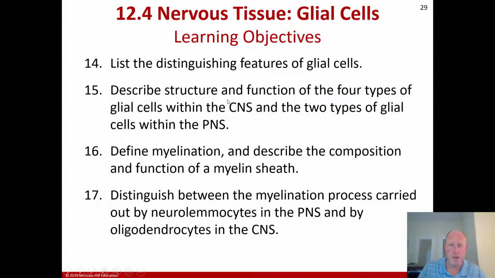With our fourth section here, we're talking about glial cells. They are the primary support for our neurons. With this section, you should be able to list the distinguishing features of glial cells, and describe the structure and function of the 4 types of glial cells within the CNS and the 2 types of glial cells within the PNS. So we have 4 and 2, CNS and PNS, for the types of glial cells. You should be able to define myelination and describe the composition and function of a myelin sheath, and distinguish between the myelination process carried out by neurolemmocytes in the PNS and by oligodendrocytes in the CNS.